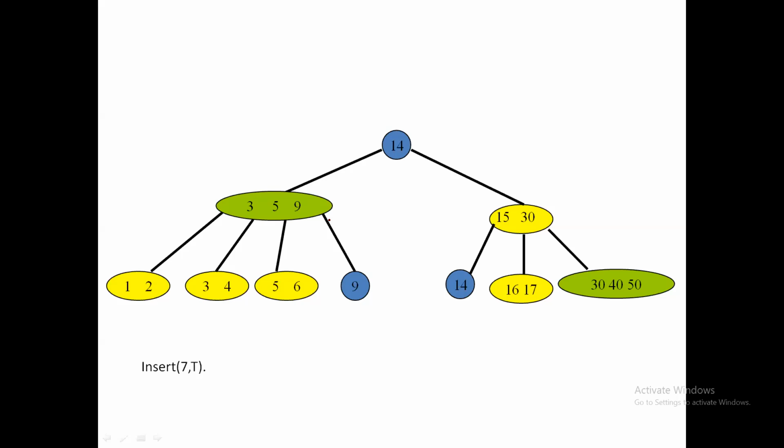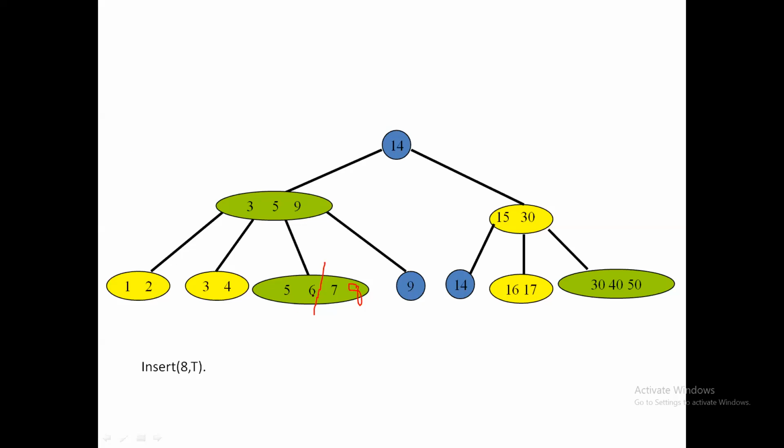Okay, fine. Next 7 comes. Between 5 and 9, it automatically comes to this position. No issues. Once it becomes 3 keys, it is highlighted with the green color. So 7 comes to this position, no issue. Then 8. If 8 comes here, according to the property, it is not satisfying. So we have to split this.